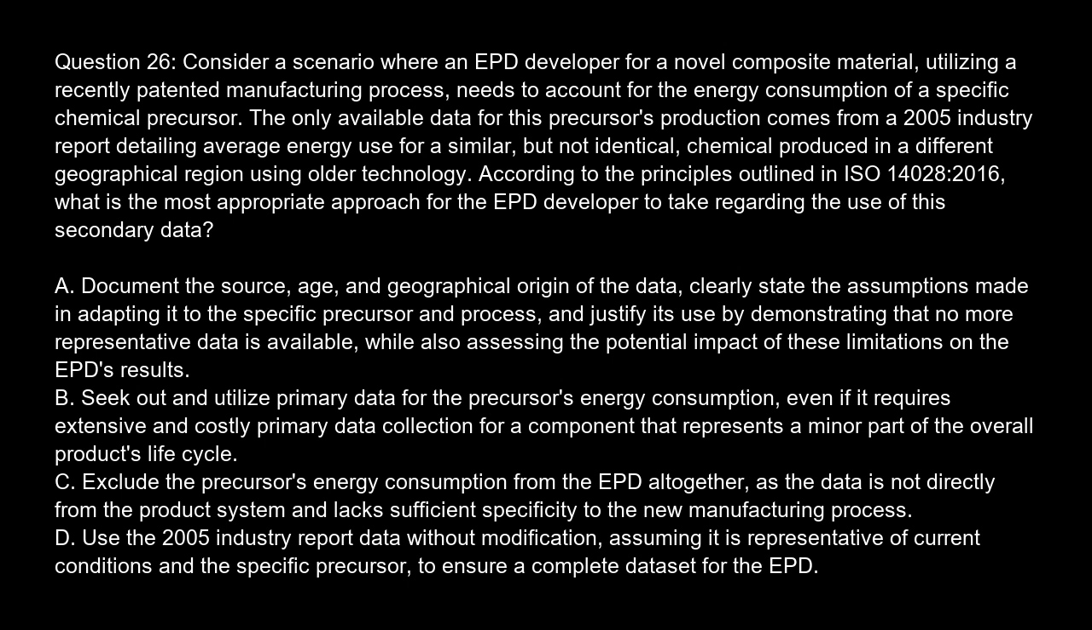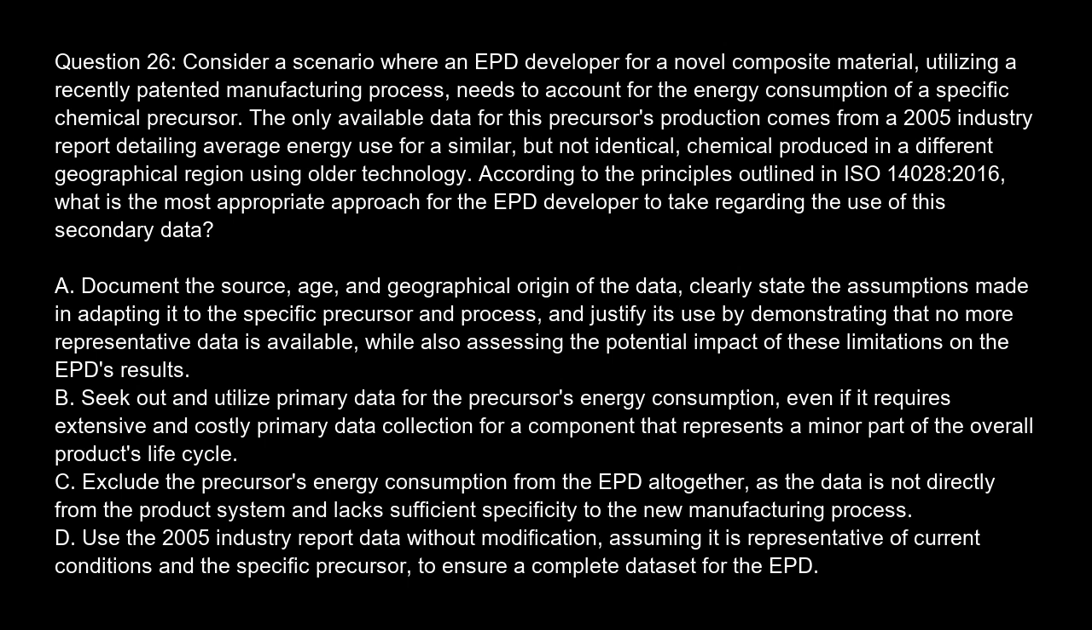According to the principles outlined in ISO 14028-2016, what is the most appropriate approach for the EPD developer to take regarding the use of this secondary data? Option A. Document the source, age, and geographical origin of the data. Clearly state the assumptions made in adapting it to the specific precursor and process, and justify its use by demonstrating that no more representative data is available, while also assessing the potential impact of these limitations on the EPD's results.